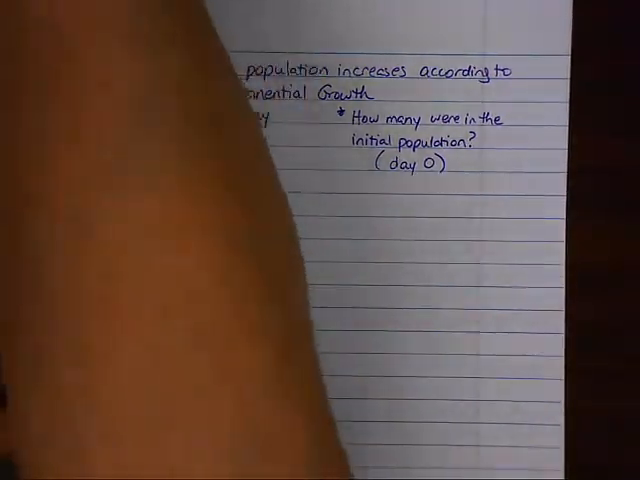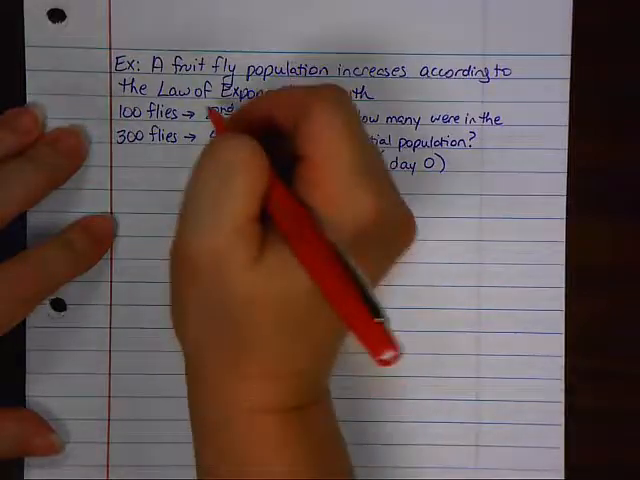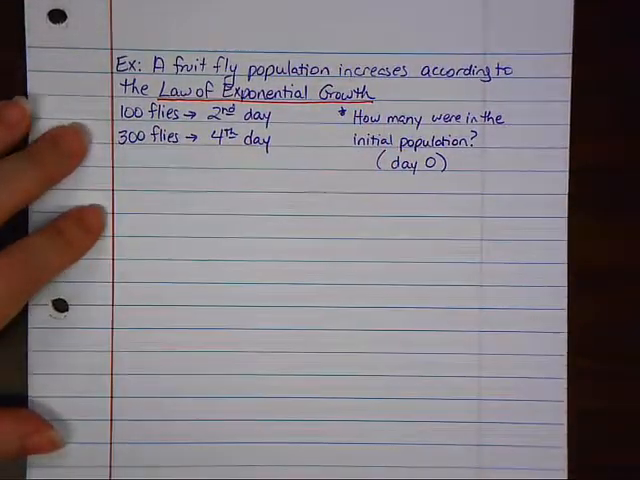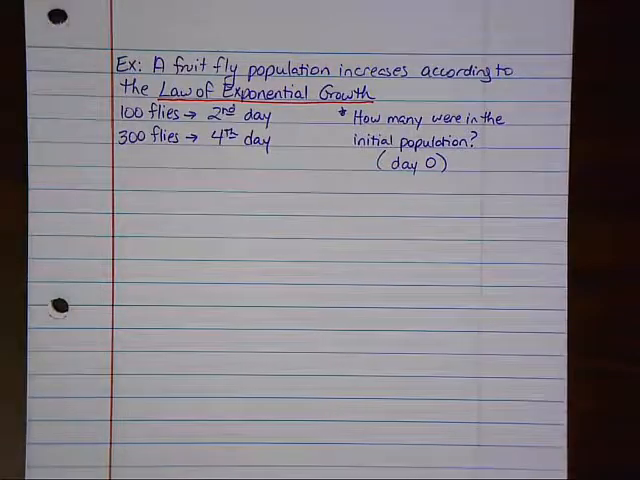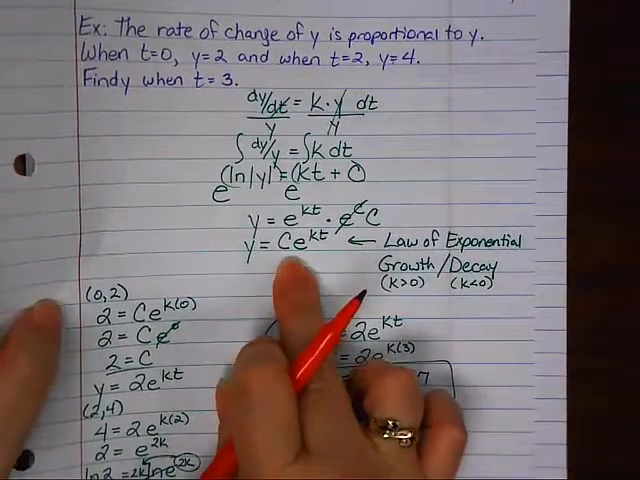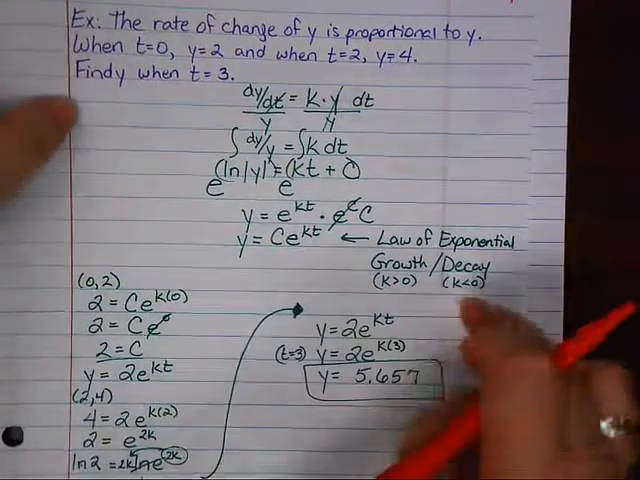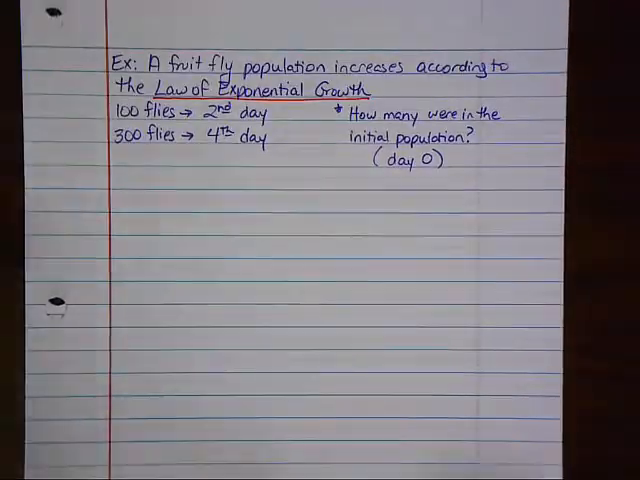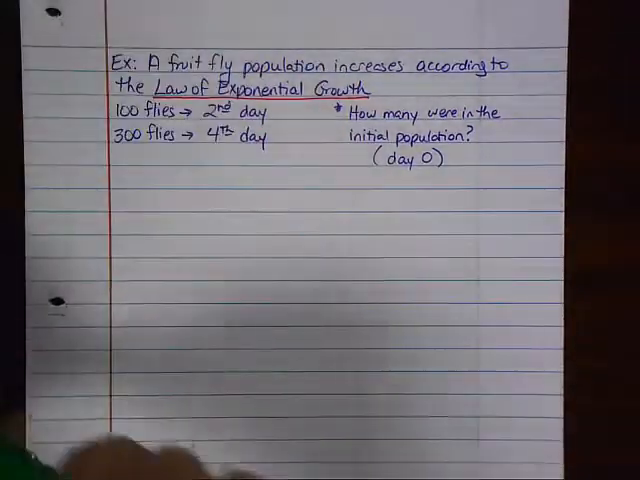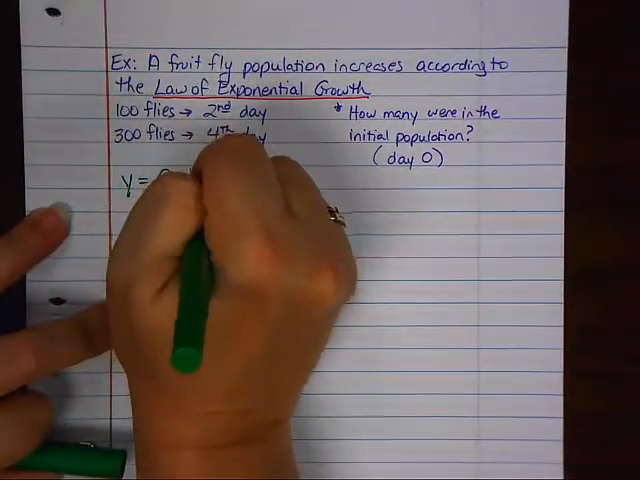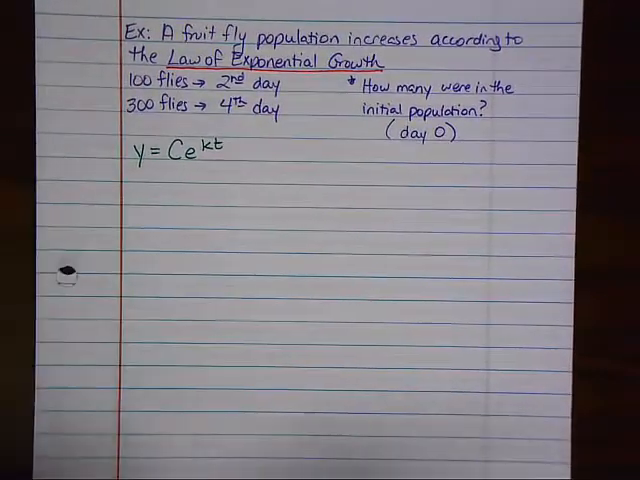Now, here is the nice little thing that's going to shorten our work. Because it says that phrase, the law of exponential growth, I have an equation for that right there. So I can jump right to here. I don't have to do all this. But I can only do that if it mentions the law of exponential growth. So we have y equals Ce^(kt).